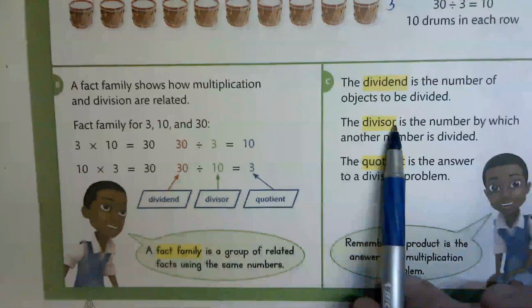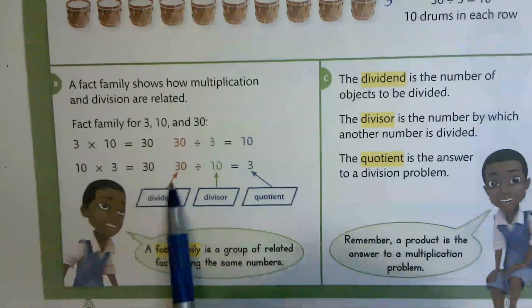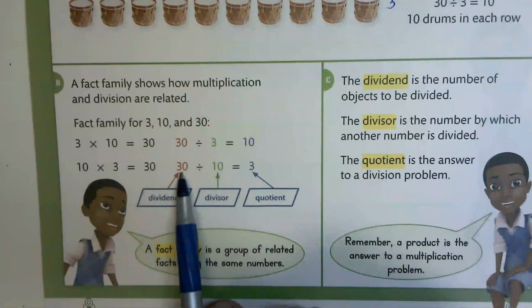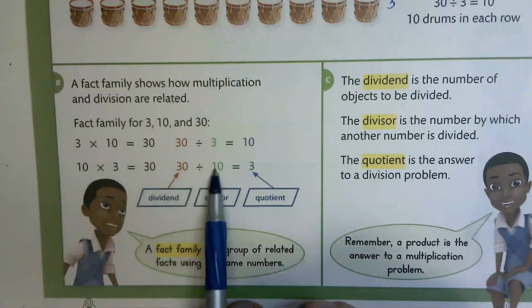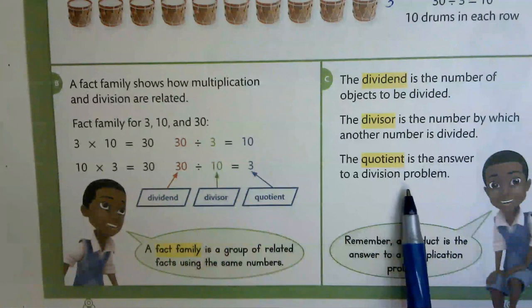The divisor is the number that another number is being divided by. So our dividend is what we start with. Our divisor is what we're breaking it into. So 30 divided by 10. And then the quotient is the answer to a division problem.